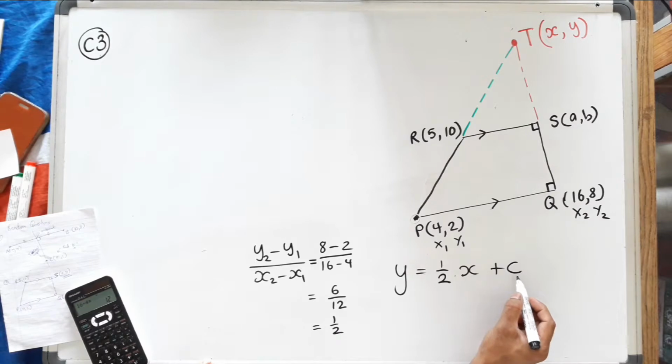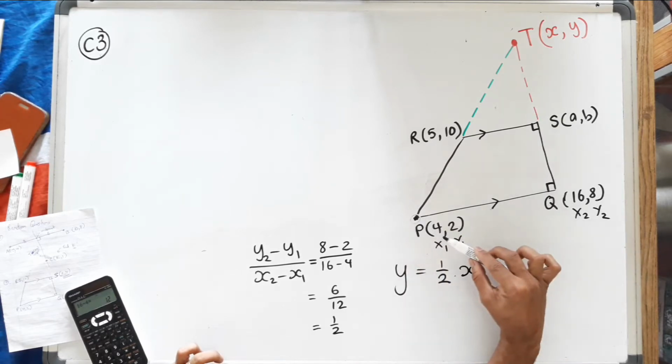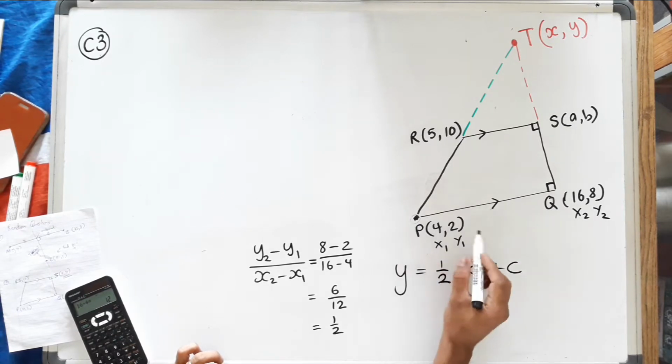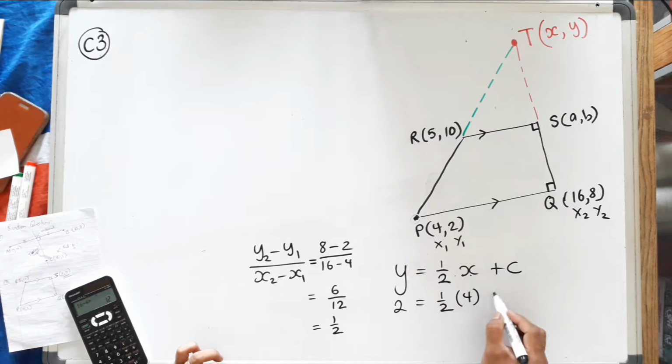Let's find c. Remember, to find c, you just need one point on the line that we are considering. It's the line PQ, so choose either P or Q. Let's choose point P, since I have smaller numbers: y is 2 and x is 4. Replace y with 2 and x with 4. Please put your brackets. Half of 4 is 2.